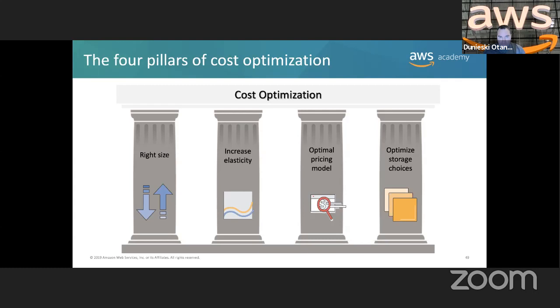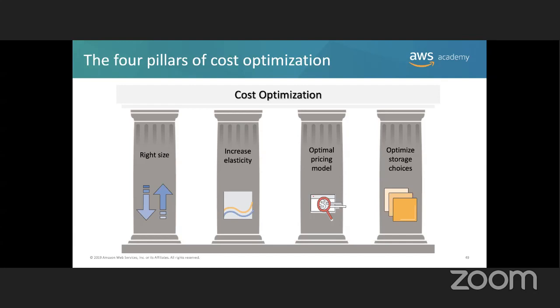Okay, that's very important. How do you save money? By choosing the right size. You may choose a size that is not in accordance to your capacity. It could be lower or it could be higher. So you have to be careful. You have to know what size you need to choose. Increased elasticity, okay? That will save you money as well. Optimal pricing model and optimize storage choices. You have to go for the storage option that gives you the best choice, right?